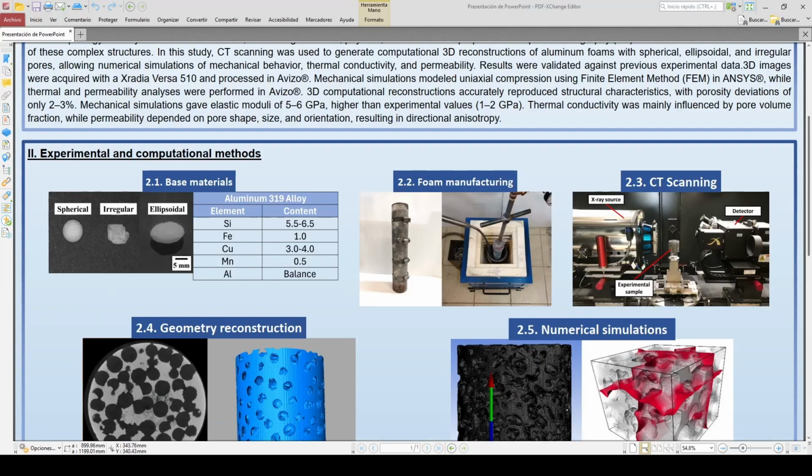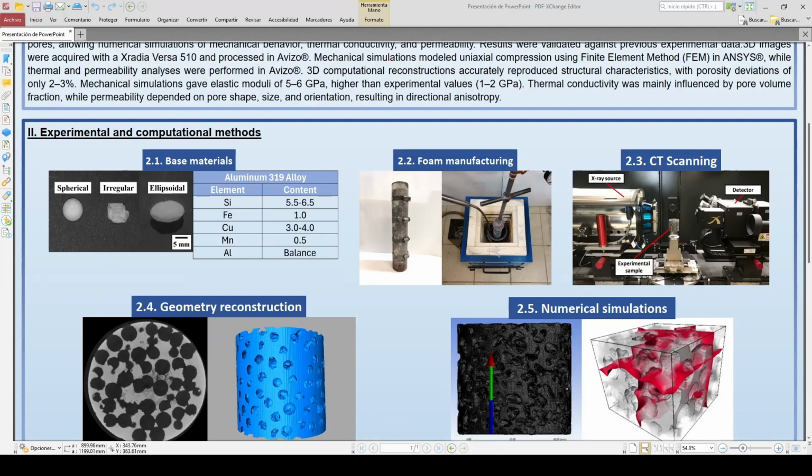Okay, now we can continue with the experimental and computational method section. As you can see here, the first step was to acquire the base materials. For the space holder particles, we used powdered sodium chloride for the spherical and ellipsoidal morphologies, and the irregular one was directly obtained from commercial sodium chloride.